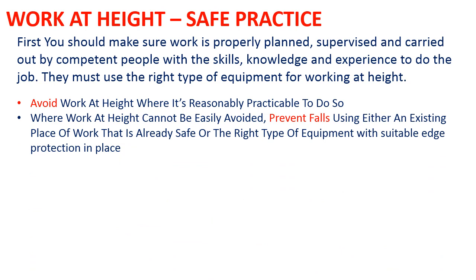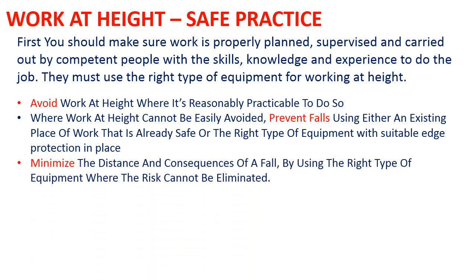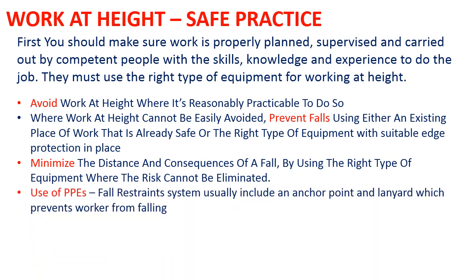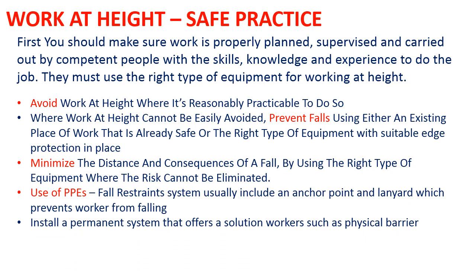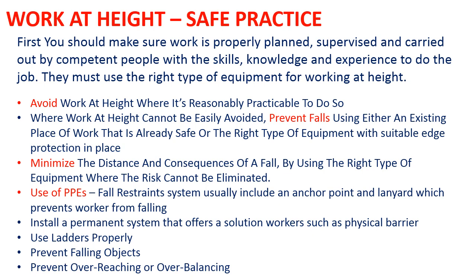Where the work at height cannot be easily avoided, prevent falls using either an existing place of work that is already safe or the right type of equipment with suitable edge protection in place. Minimize the distance and consequences of a fall by using the right type of equipment where the risk cannot be eliminated. Use of PPEs. Fall restraint systems usually include an anchor point and lanyard which prevent workers from falling. Install a permanent system that offers a solution for workers, such as a physical barrier. Use ladders properly. Prevent falling objects. Prevent overreaching or overbalancing.